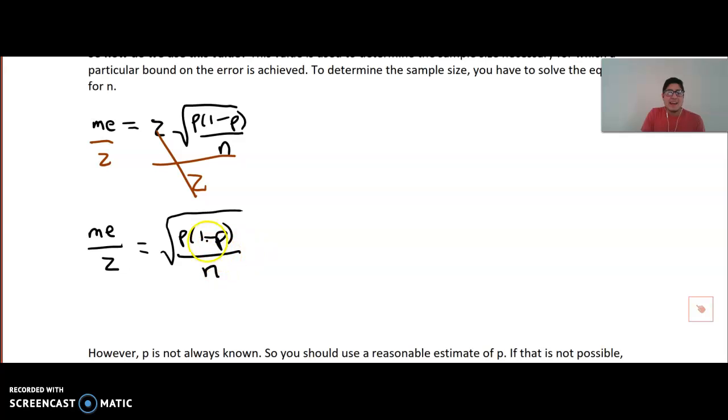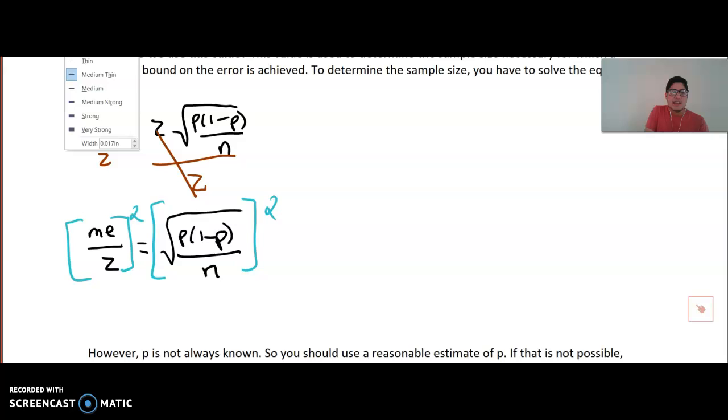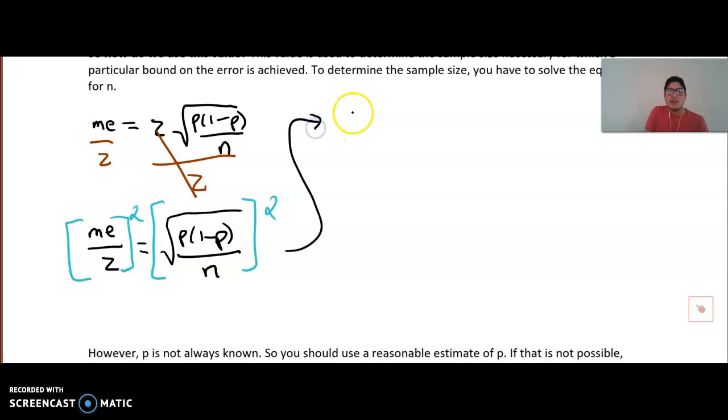So back to this main problem though. We need to get n out of there. So we know that in order to invert, or get rid of this square root, we're going to take the square. So I'm going to take the square of both sides here. And when I do that, I get the following result. I don't want to change the size just yet. So now I have the margin of error divided by z squared equals p times 1 minus p over n.